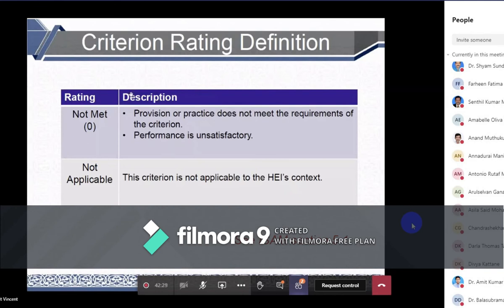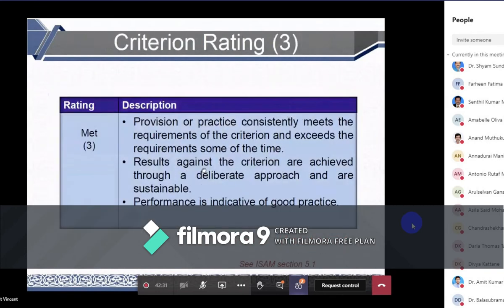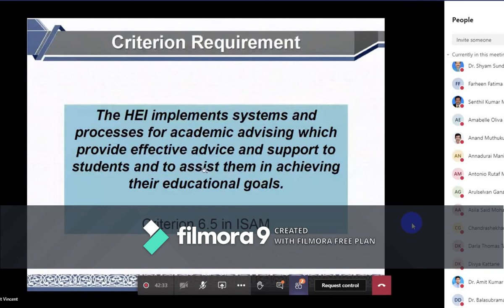So this is about the criteria and the ratings: 4, 3, 2, 1, 0 and not applicable. Now let's take a criterion for writing. We have some slides which tell what should be there and what should not be there, and what rating you would get.